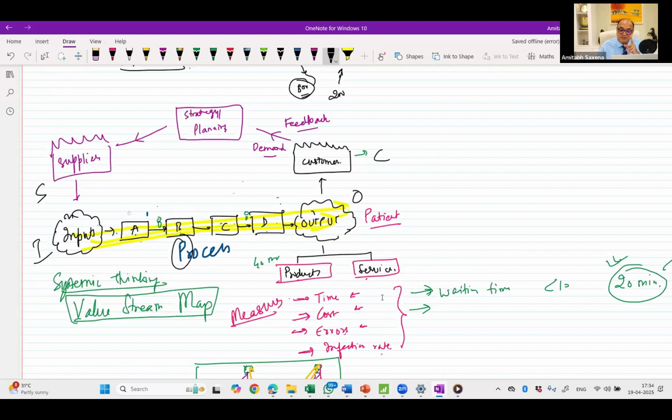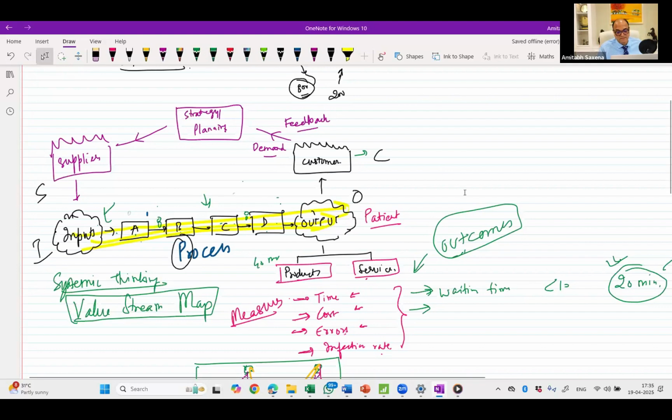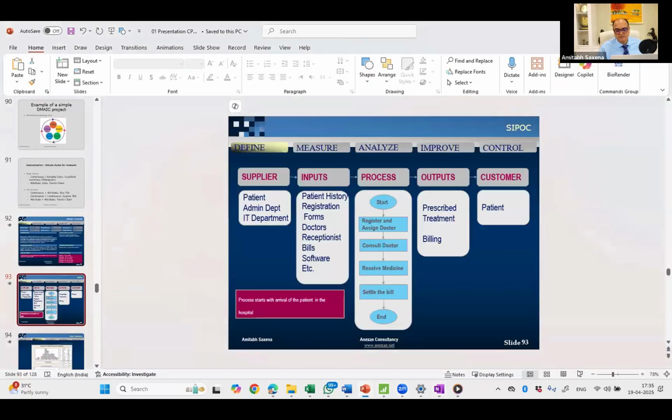And for that, you have to measure not only output. What I wrote down here was output measures, which we call outcomes. Outcome measures. We also have to have process measures. We also have input measures. To have this perspective, usually you draw a SIPOC.